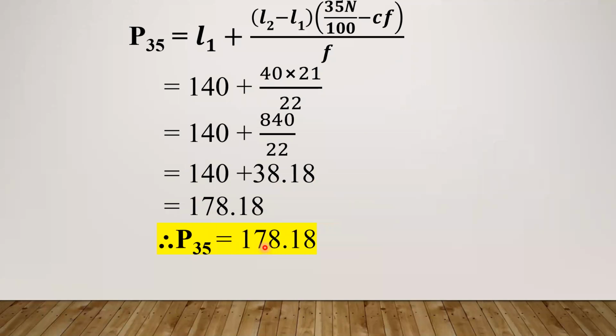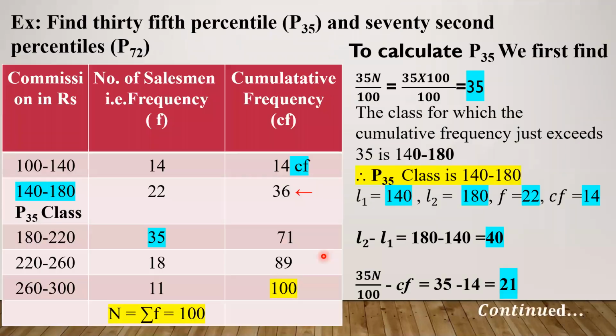You yourself can check your answer. This value should lie between your P35 class. So 178.18. Look at what the P35 class was. It was this. Yes. So the value is 178.18. Yes, it is between 140 and 180.